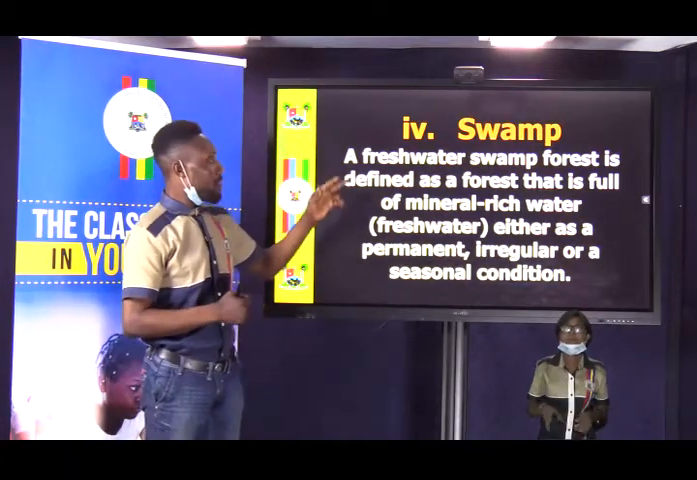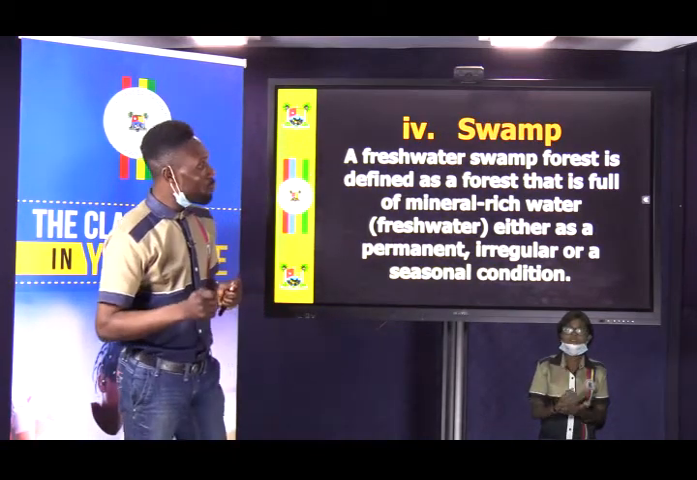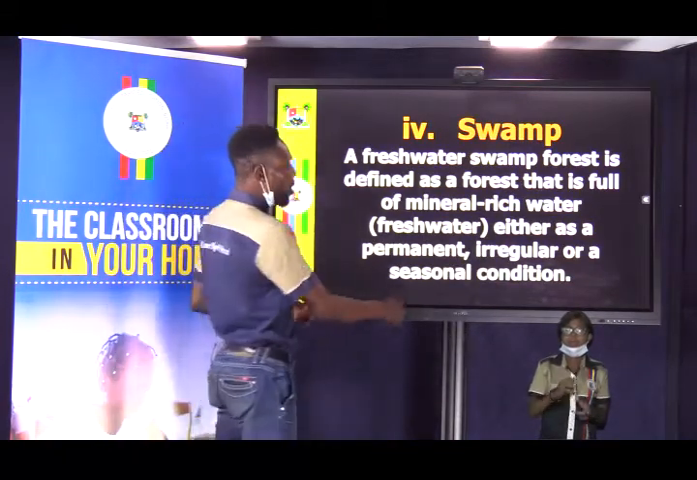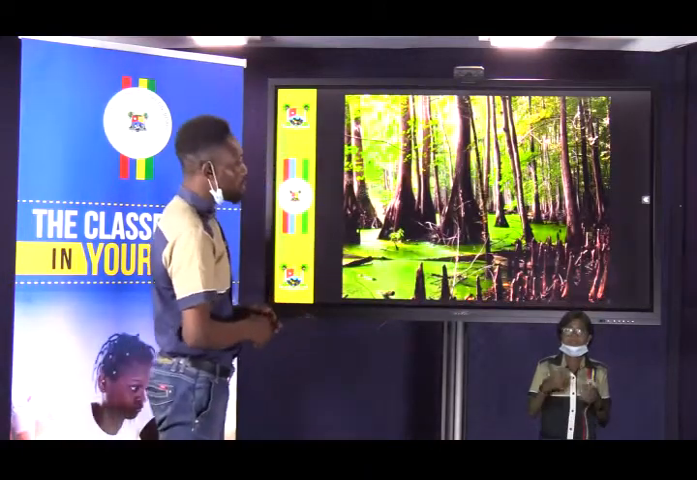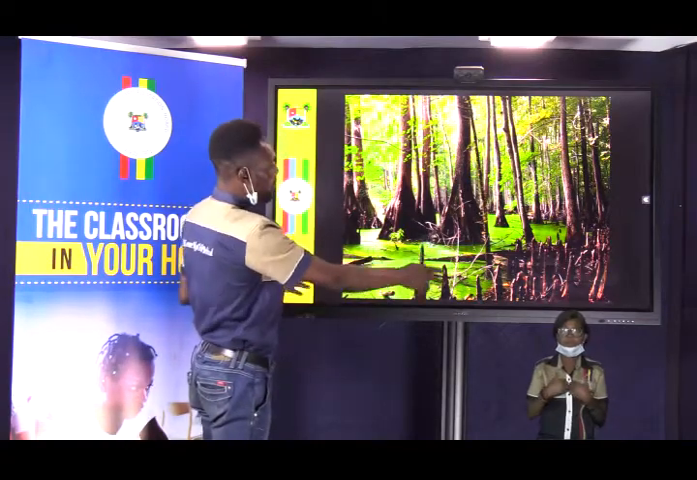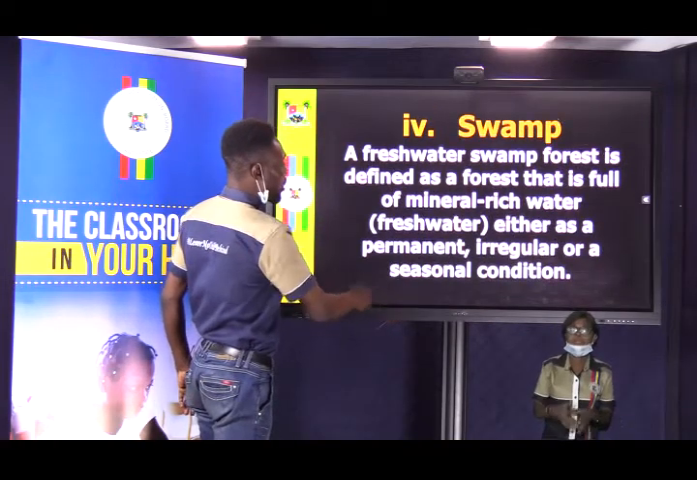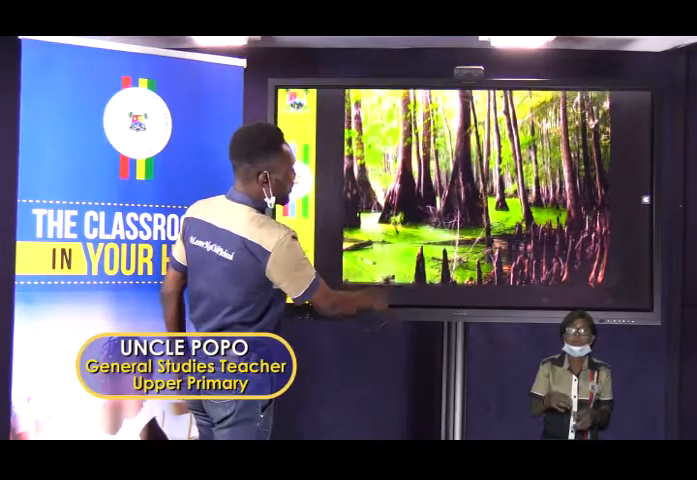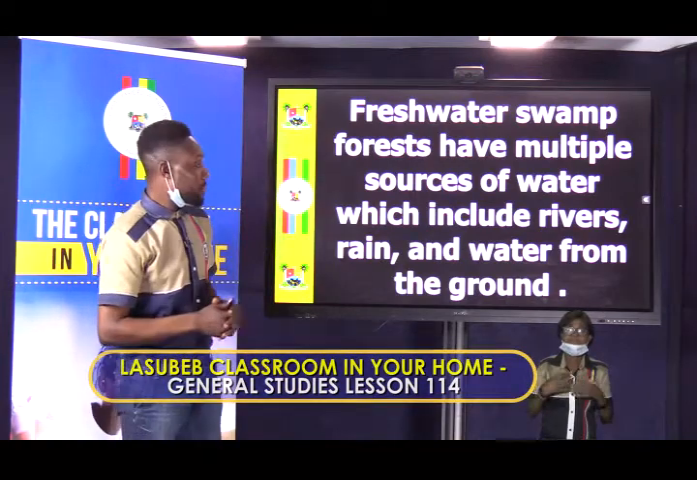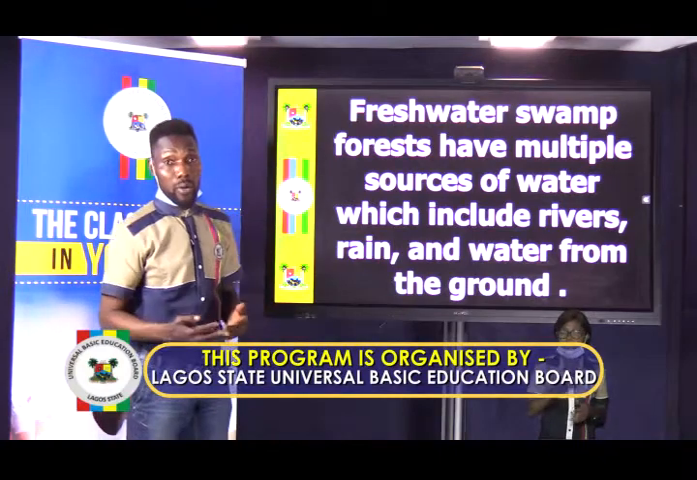Talking about swamp, a freshwater swamp forest is defined as a forest that is full of mineral-rich fresh water, either as a permanent, irregular, or seasonal condition. Let's look at the picture of what I'm talking about. This is just an example of swamp. We have the flow of water, either as permanent, irregular, or seasonal condition there. Now, freshwater swamp forests have multiple sources of water, which include rivers, rain, and water from the ground.